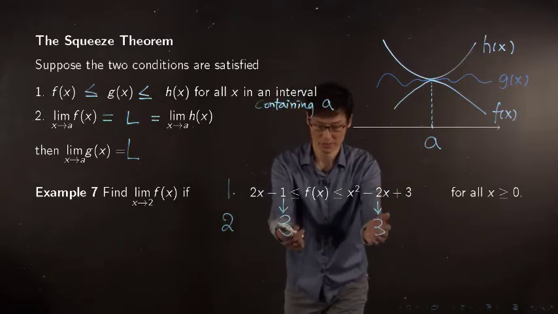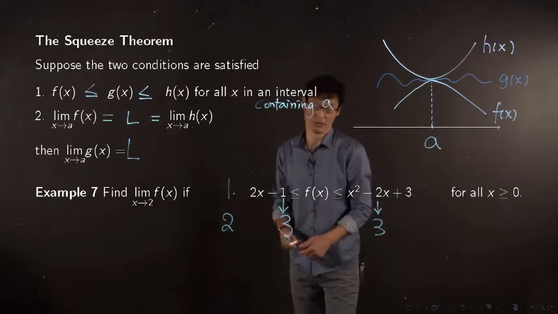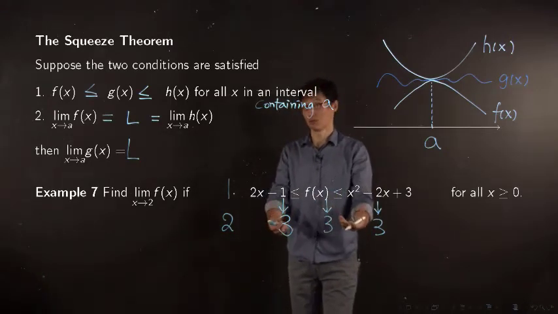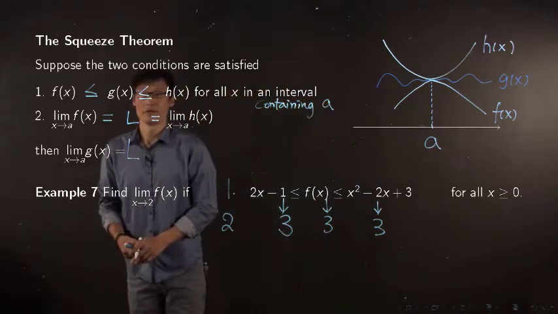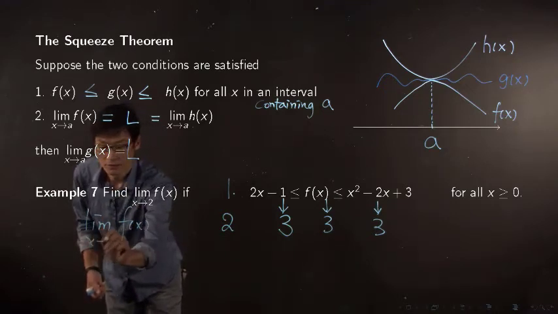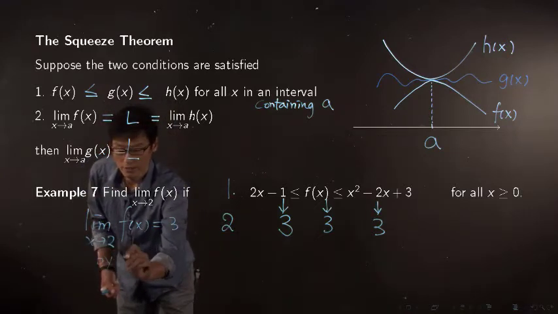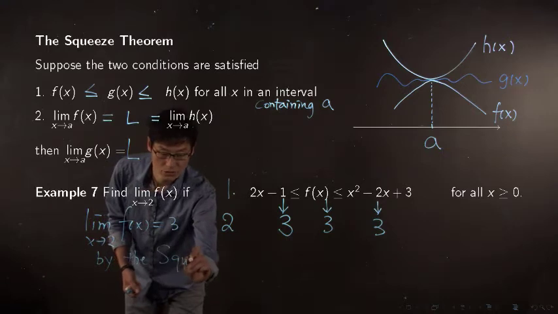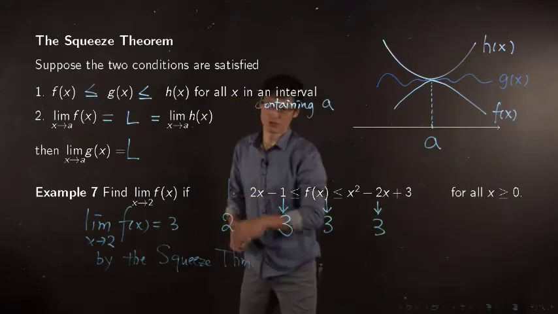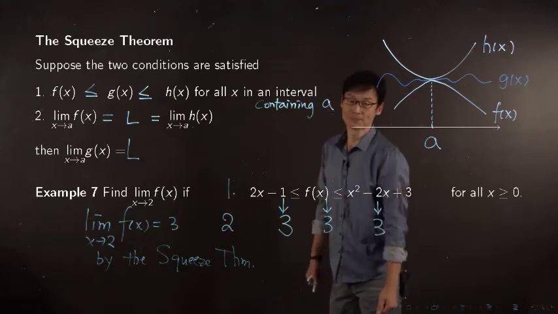So look at those two limits. The two limits agree. So what can you say about the function in the middle? The limit of this one has to be 3. And that's the conclusion of the squeeze theorem. So this limit as x approaches 2 is 3 by the squeeze theorem. So this example explains how we use the squeeze theorem to find the limit of the function in the middle.